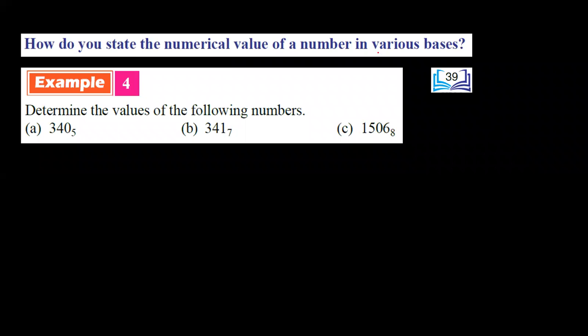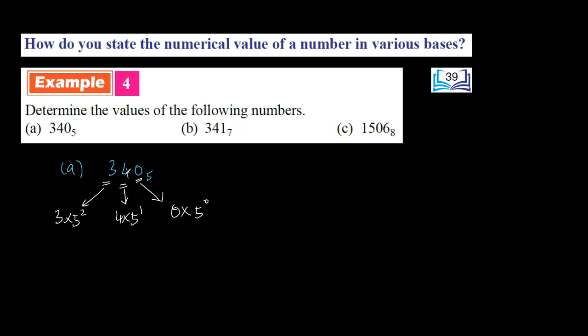Okay, last example, example 4, page 39. Now we need to calculate the number values. The number value means that we need to add all the digits and their values together. Question A, 340 base 5. 0 is 0 times 5 to the power 0. 4 is 4 times 5 to the power 1. And 3, the digit value is 3 times 5 to the power 2.